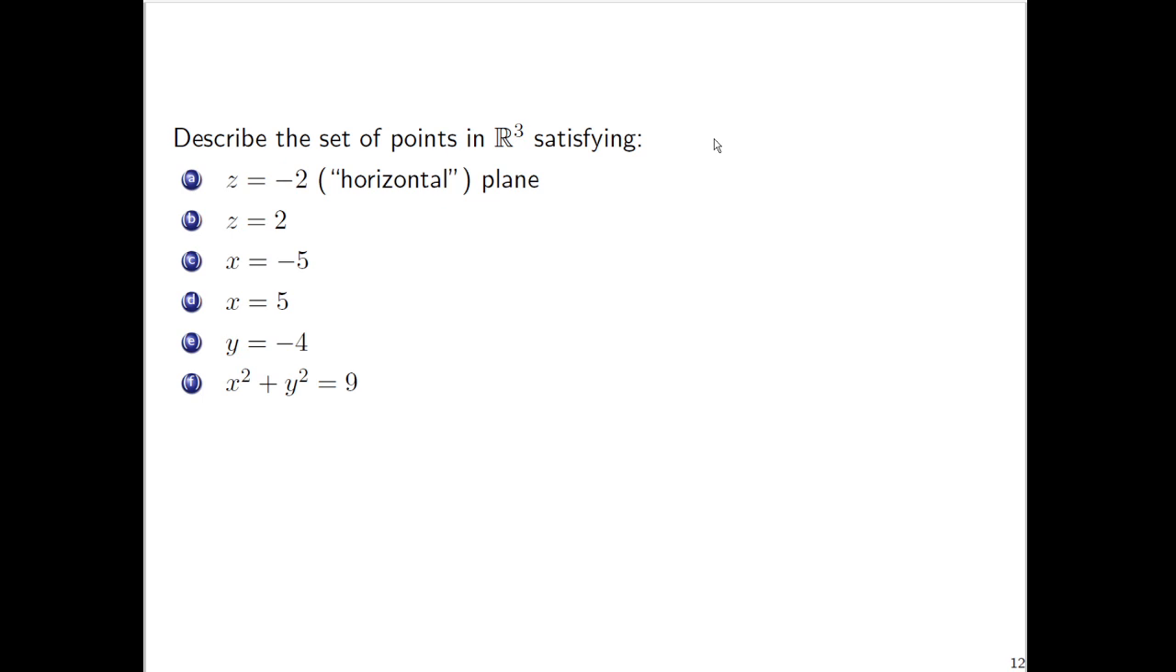Think about what x squared plus y squared equals 9 would look like. Now this is actually an infinite cylinder of radius 3. If you normally think about the xy plane, x squared plus y squared equals 9 is a circle of radius 3. But if you think about this equation in the context of three-dimensional space, the z-coordinate isn't mentioned. So it doesn't matter what the z-coordinate is.